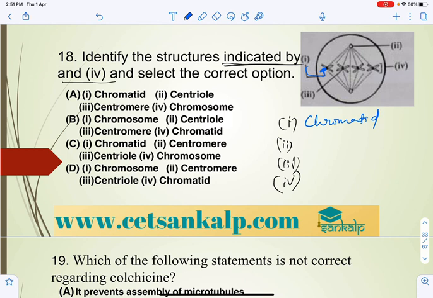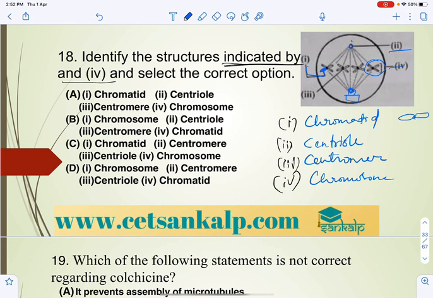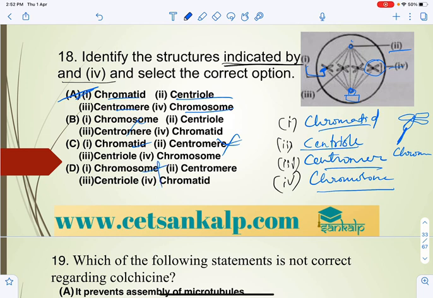And 2, which is given at this point where it is attached, is a centriole. From each side there will be a centriole, so this is centriole. And 3 is the centromere. And finally, the complete structure is the chromosome. So the answer is chromatid, centriole, centromere and chromosome. Here, chromosome wrong, chromatid correct, centromere correct, centriole wrong. So these options are wrong and A is the correct answer.